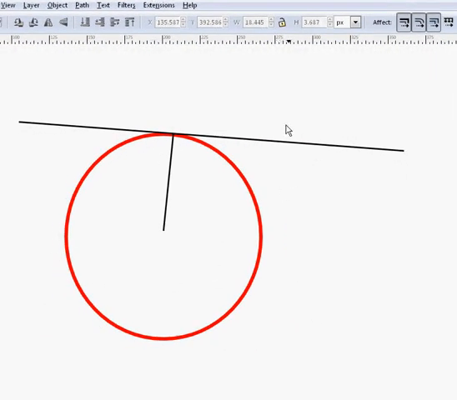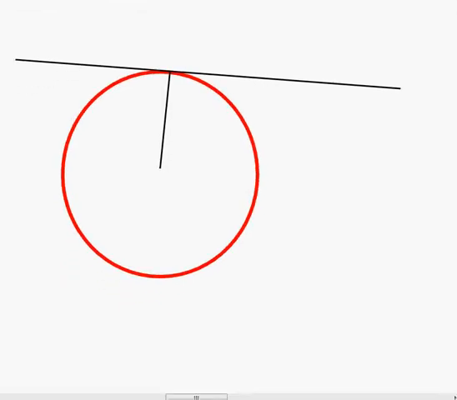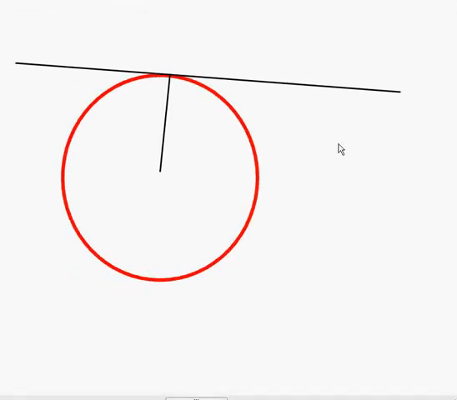Now in this picture here, we have a circle, and we have a line, and we have a radius that is drawn from the center of the circle to the point of tangency of the line. We need to prove that this radius is perpendicular to this tangent. So here we have labeled the center of the circle Q, and we've labeled the point of tangency P. So why is QP perpendicular to the line?